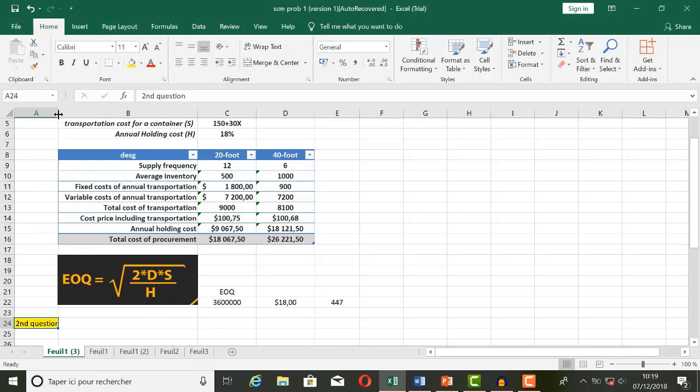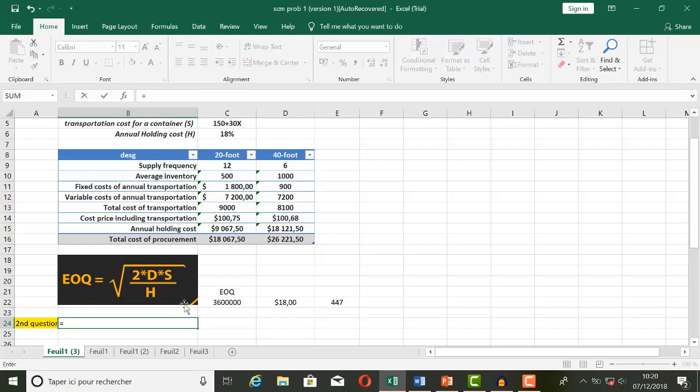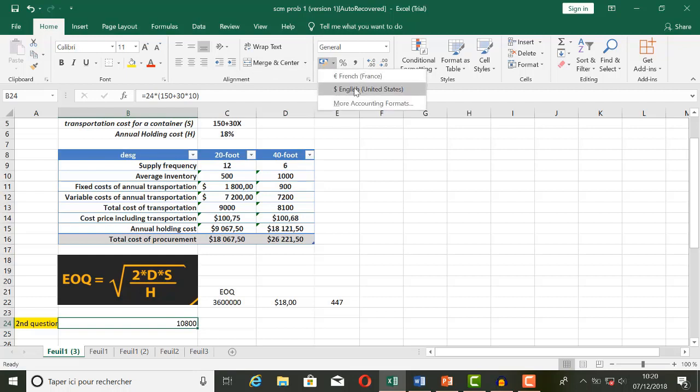So the transportation cost would be 24, which is the supply frequency, as 12,000 items divided by 500 items, the shipping capacity of the container, equals 24. Times the whole transportation cost expression, which is 150 plus 30 times 10, which gives us a cost of transportation of $10,800.